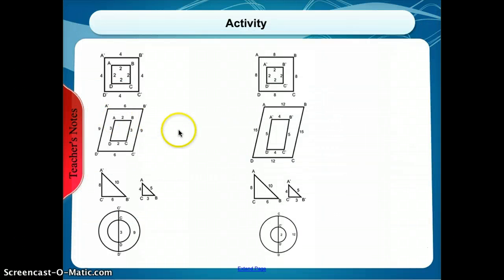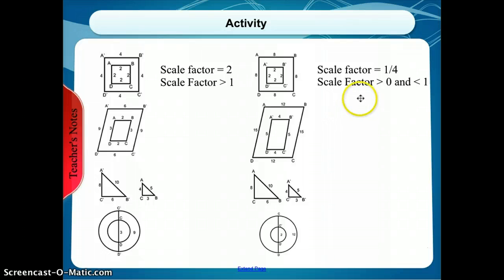Here are some examples I'd like you to try to answer to see whether they are or are not similar, and if they are, by what scale factor they were increased. Here in this figure we have dimensions of 4 and 2. A prime is on the outside, therefore the image was enlarged. The scale factor was 2. It's greater than 1, therefore it's an enlargement. Here we have A prime and B prime on the inside, and that factor was 8 to 2. So it would be 1/4. In this example here, A prime and B prime are on the outside, 6 to 2, 9 to 3, scale factor of 3.